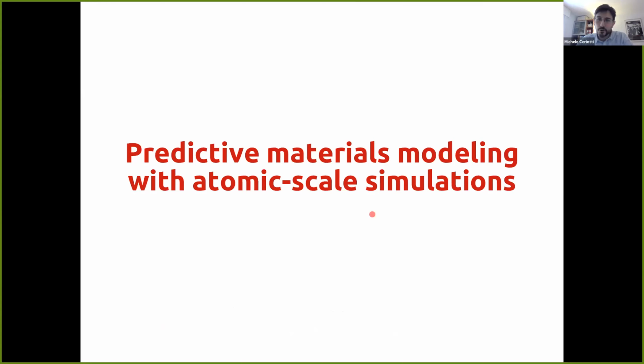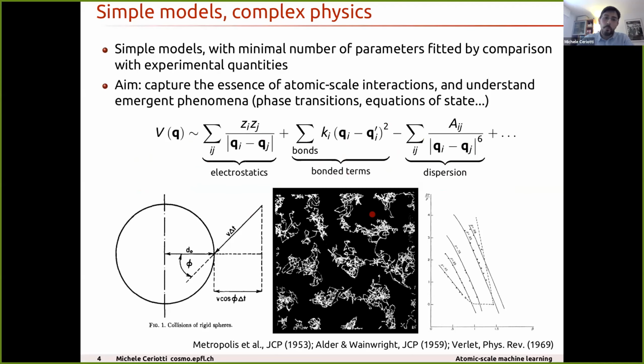I want to start from a historical perspective. If you go back and look at the very early papers in which people started using computers to model materials and matter at atomic scale, the general trend is that people were using very simple physics-inspired functional forms to describe the interaction between atoms, so something like Coulombic interactions, dispersion, and perhaps some harmonic terms to describe atoms covalently bound to each other. The key goal of simulations was to explore emergent behavior of matter, for instance, studying phase transitions, collisions, equations of state, and so on. So simple interactions, fitted to experiments, and then trying to extract understanding of the emergent behavior.